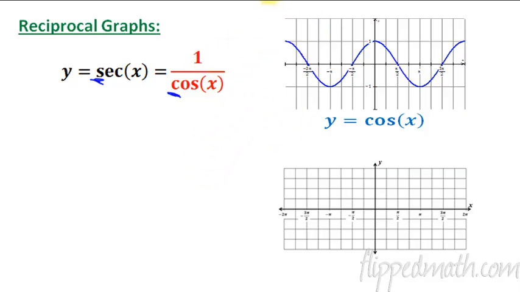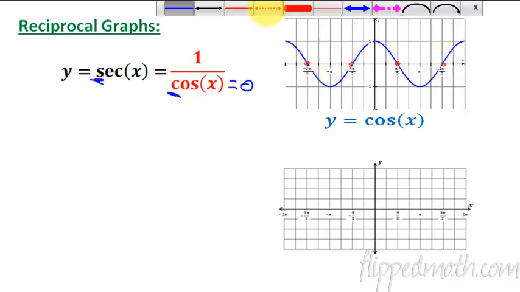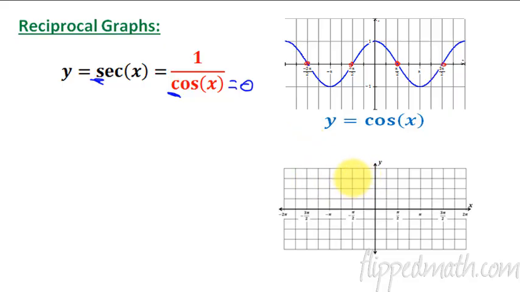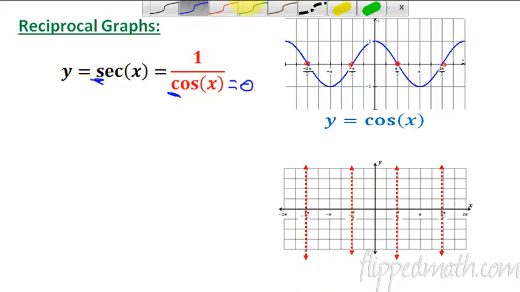So why am I writing it out like this? Because in order to graph this, we need to understand when cosine is equal to 0. If we know when cosine is equal to 0, that creates a vertical asymptote, because the denominator is 0. So let's look at this right here. All these places where cosine is equal to 0, we're going to have a vertical asymptote for the secant graph. So on your graph for y equals secant, let's graph some vertical asymptotes at all of the zeros of cosine. And there's one more. Okay, once you have your vertical asymptotes down, then the rest of this is really easy.